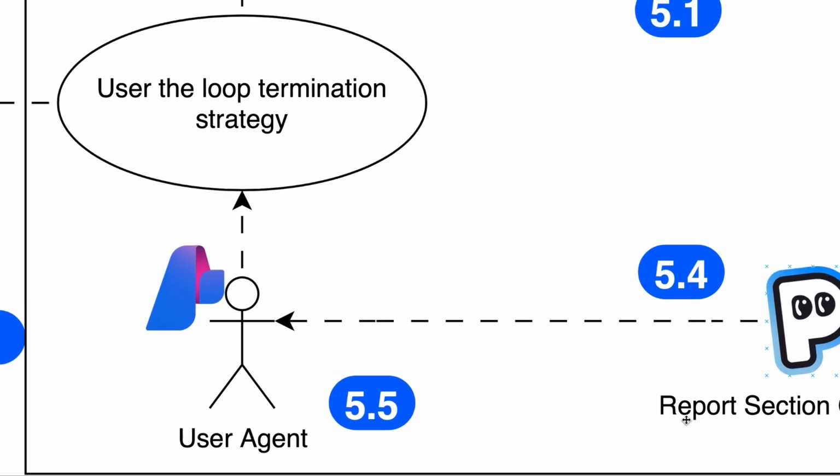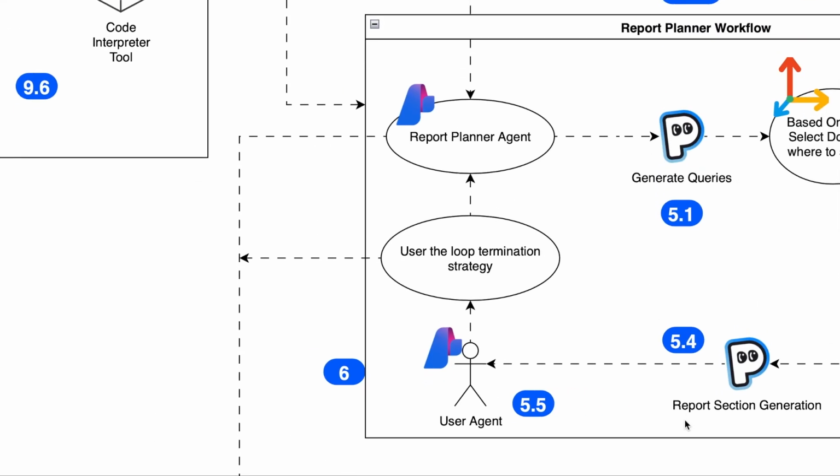If the user approves the plan, an agent group user-in-the-loop termination strategy registers this approval, concludes the initial group chat, and logs any corrections needed for the plan.